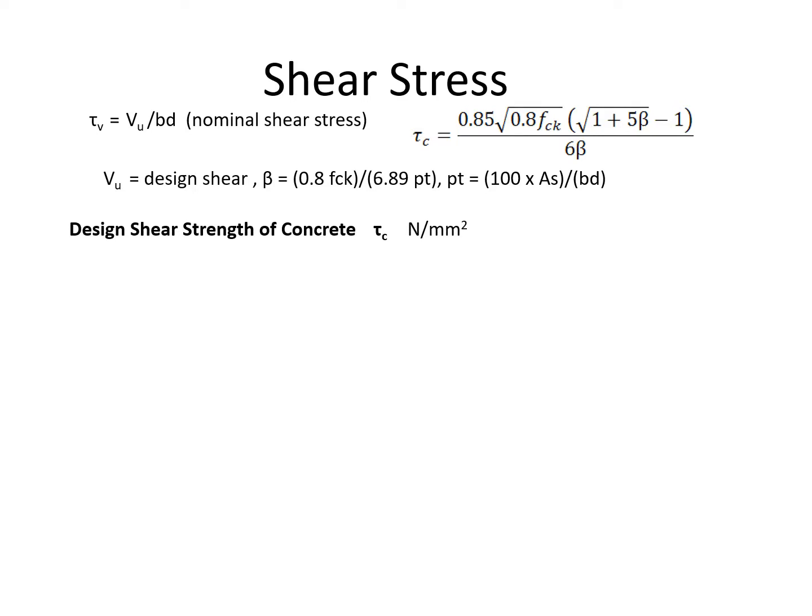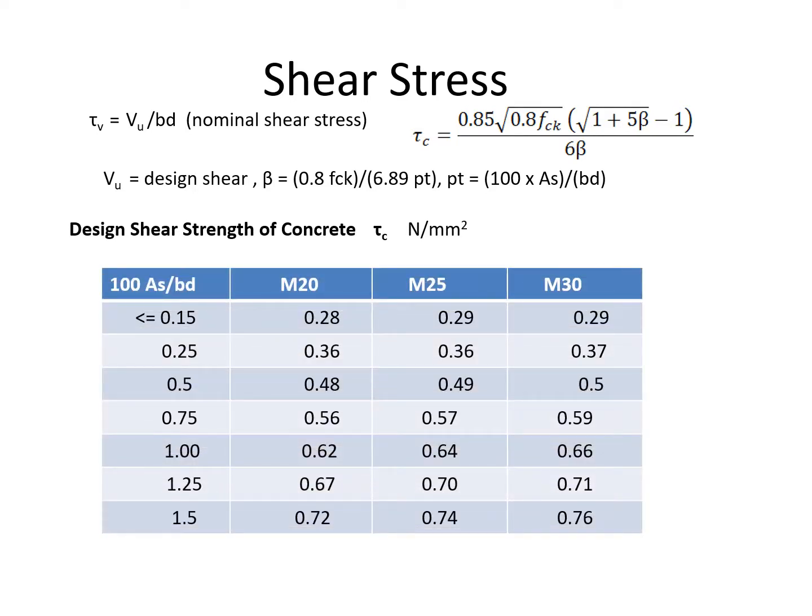Since the formula is complicated to work on, IS code also gives a table for a particular As by bd into 100, that is percentage steel, for M20, M25, M30 concrete. From this table, we can directly read out tau c. How much shear will be taken by the concrete? Tau c into area of the beam, that is bd. However, I would prefer that you use the formula, because if there is interpolation, then it is not linear and you could get into problems.